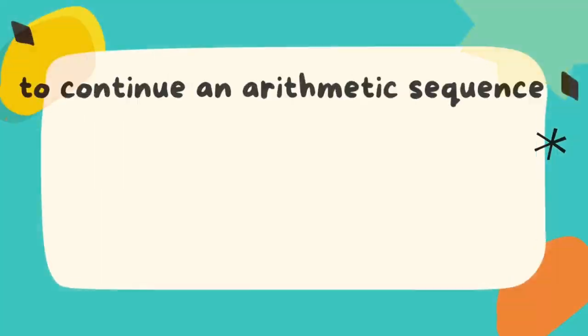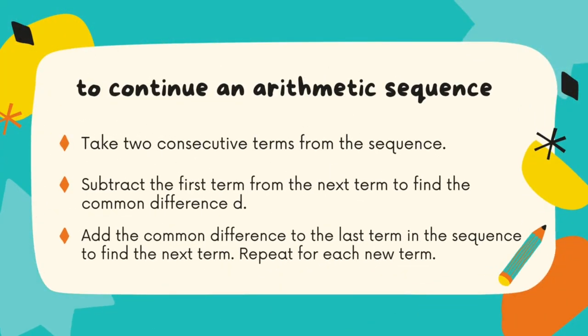To continue an arithmetic sequence, we must remember these three steps. First, take 2 consecutive terms from the sequence. Next, subtract the first term from the next term to find the common difference, or d. And lastly, add the common difference to the last term in the sequence to find the next term, and then repeat for each new term.